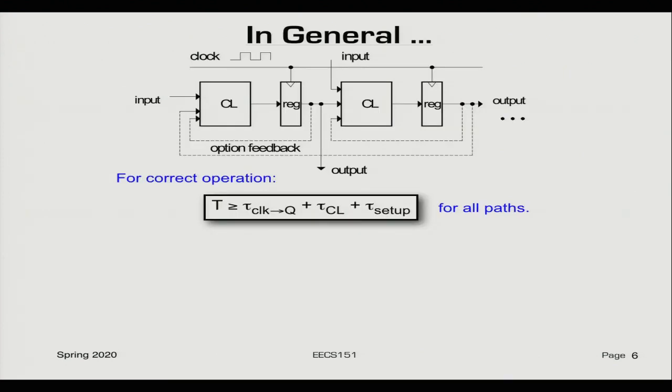Now, in general, if you have a system that has lots of different paths, I just showed you one path from one register to another register. As I said before, there are lots of paths. For example, even in the simple one here, we have the path from here to here. We have a path from here back around to there. We have a path from here back around to there and to here. It's always register to register, or input to register, or register to output.